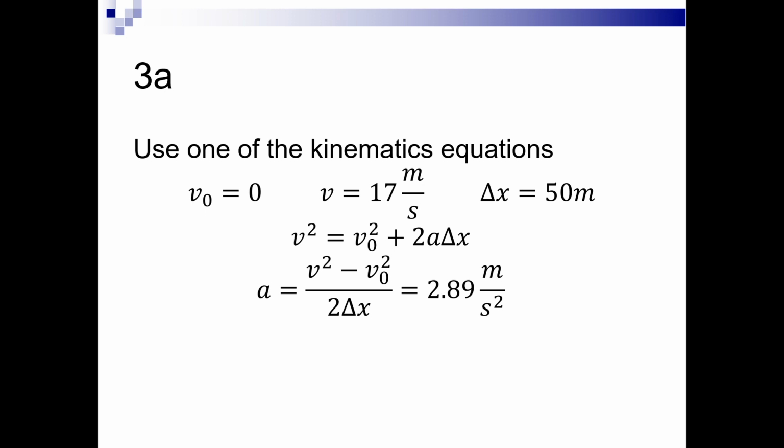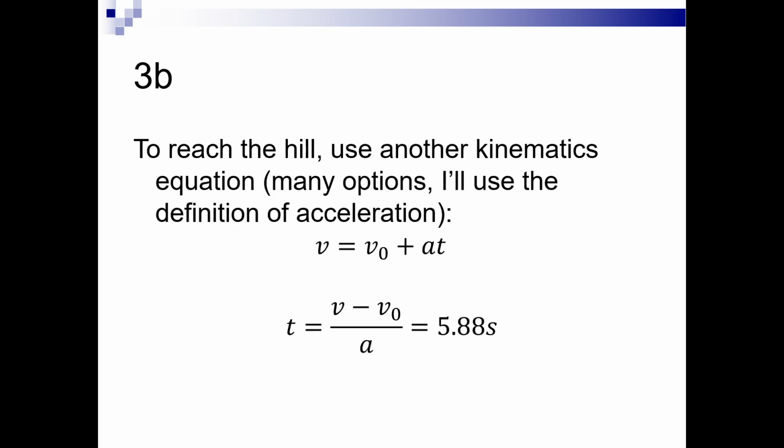Most people who turned it in early got that right without much trouble. Then you take those results, and there are actually a lot of different equations that you can use for part B. But to get to the hill, we find the time. I just use the definition of acceleration, v equals v0 plus at, but you could use any of the other equations as well. But I know 17 minus 0 over 2.89, I get a time of 5.88 seconds.